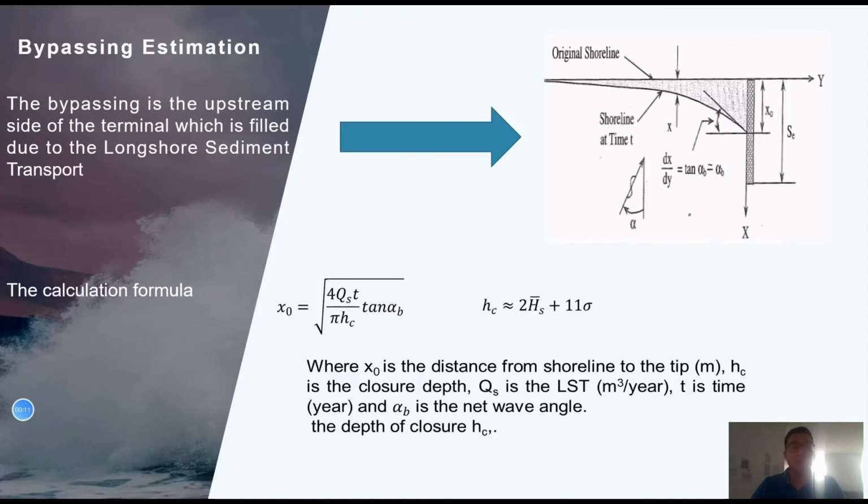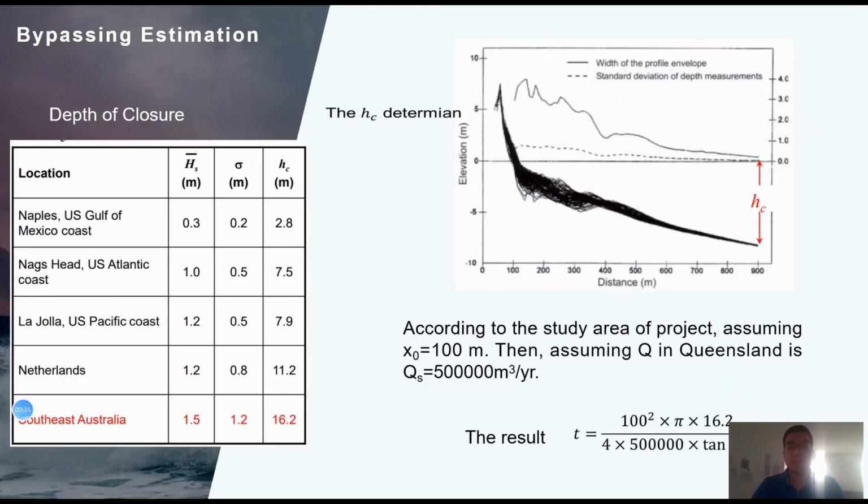First, the bypassing estimation. The bypassing is an upstream set of the terminal which is filled due to the longshore sediment transport. And the calculation formula is shown as below. And then we use this table and figure to determine the depth of closure, HC, and according to the study area of the project, assuming all the parameters shown as below. And the result is about 1/2 year.